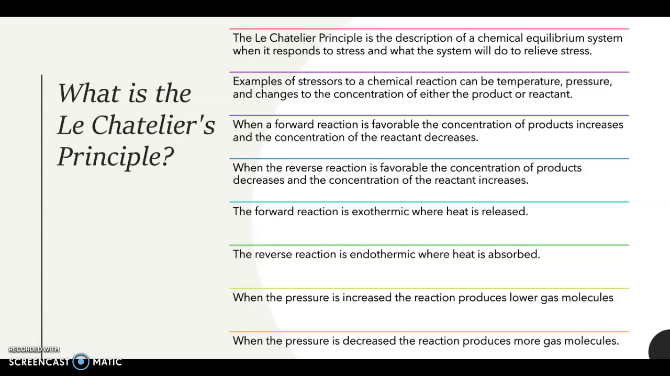Examples of stressors to a chemical reaction could be temperature, pressure, and changes to the concentration of either the product or reactant. When the forward reaction is favorable, the concentration of products increases and the concentration of the reactant decreases. When the reverse reaction is favorable, the concentration of products decreases and the concentration of the reactant increases.